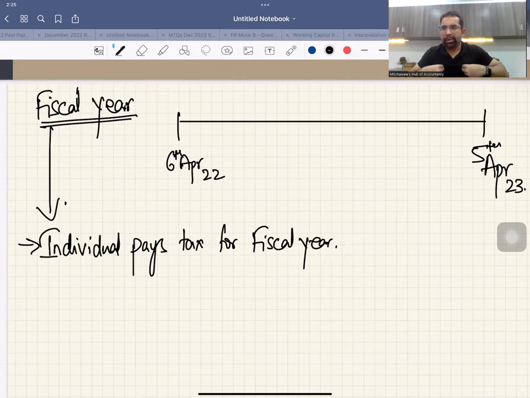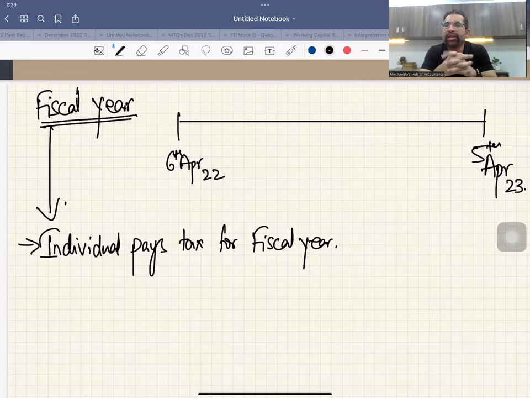That means if I am an individual and I have to pay tax to government, I will go after every fiscal year. After every fiscal year, I'll go in front of the government tax department and I'll pay my taxes. So individual pays tax for fiscal year.